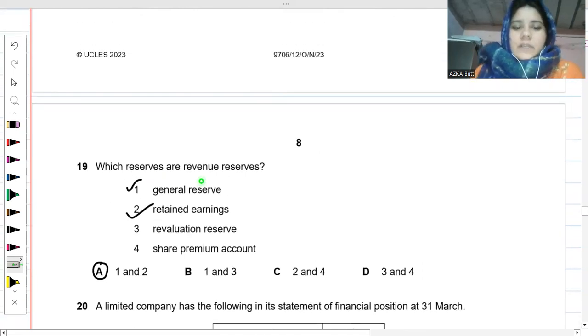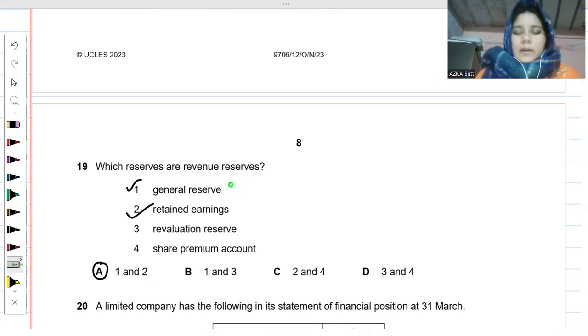So which reserves are the revenue reserves? The reserves which you have earned through revenue: general reserve and retained earnings. Why? Because we have earned these reserves by selling our goods. The amount in the general reserve is transferred from the retained earnings into the general reserve. So that is why the general reserve is also a revenue reserve, and retained earnings is also a revenue reserve.